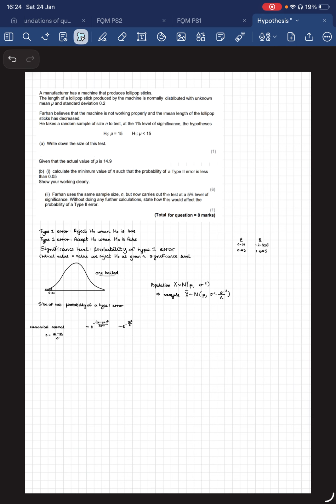Statistics hypothesis testing question that was left in the discussion forum. Specifically, we're told a manufacturer has a machine that produces lollipop sticks. The length of a lollipop stick produced is normally distributed with an unknown mean mu and a standard deviation 0.2. And this person believes that the machine is not working properly and that the mean length of the lollipop sticks has decreased. He takes a random sample of size n to test at the 1% level of significance.